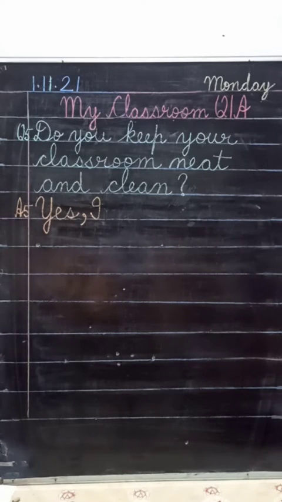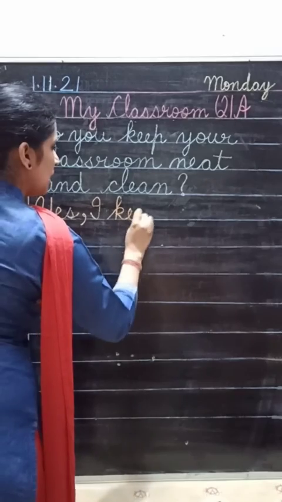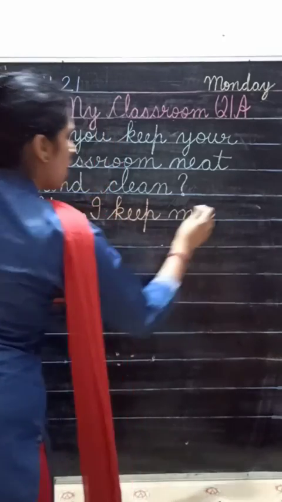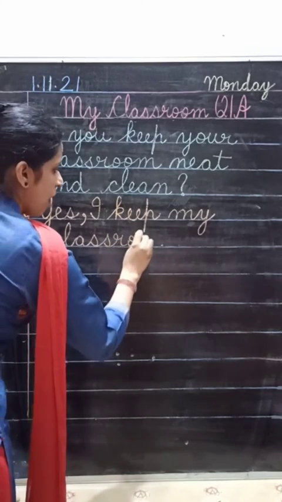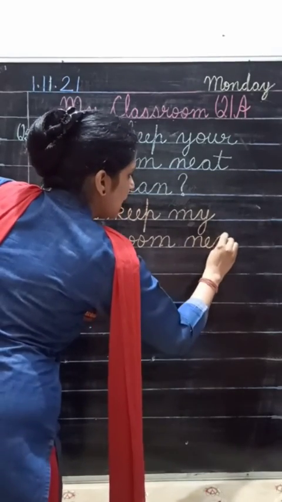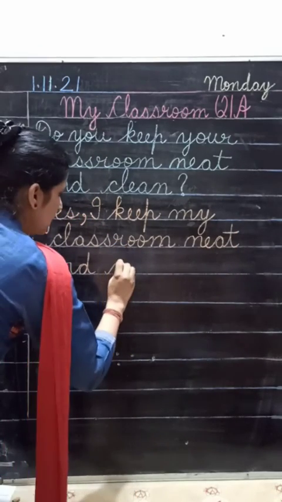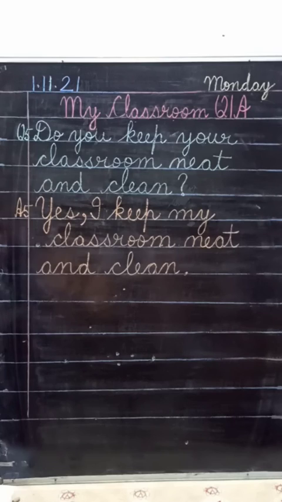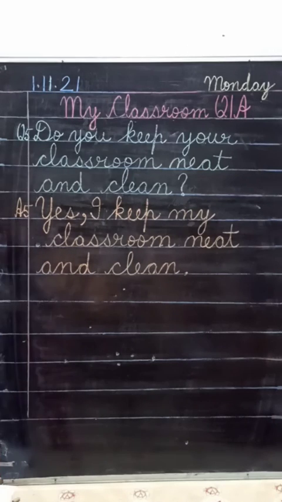I is a pronoun. Okay? Yes, I keep, K-E-E-P, keep, my, M-Y, my, classroom, C-L-A-S-S-R-O-O-M, classroom, neat, N-E-A-T, neat, and, A-N-D, and, clean, C-L-E-A-N, clean, full stop. Yes, I keep my classroom neat and clean.